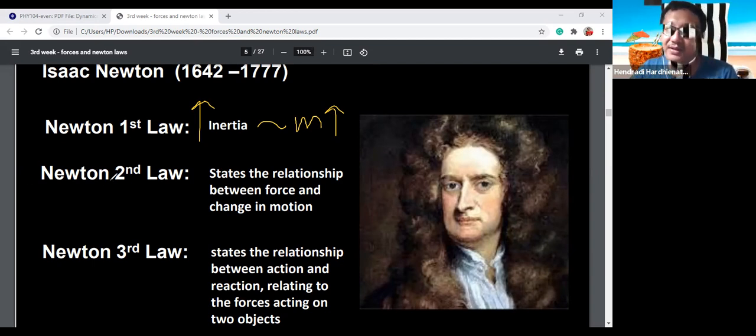The second law of Newton. Yeah? So the first law of Newton tells you about inertia. The first law says that if the resultant of the force on a body is zero, then the motion is not changing.